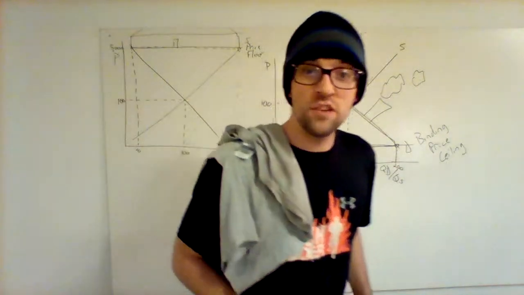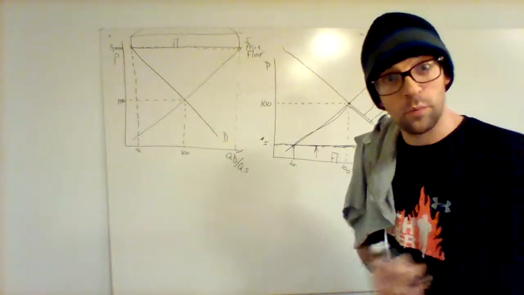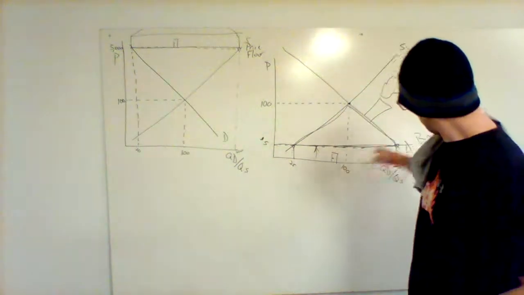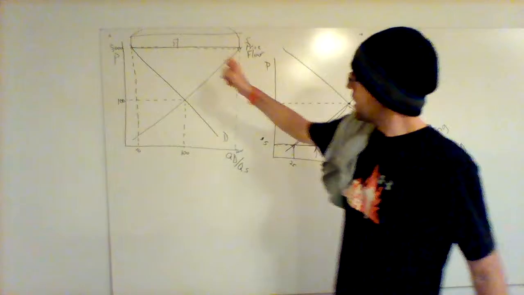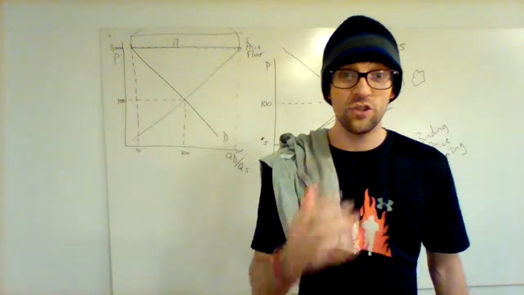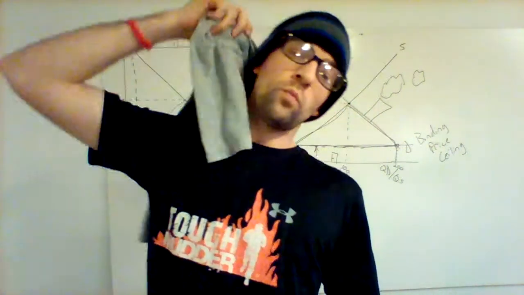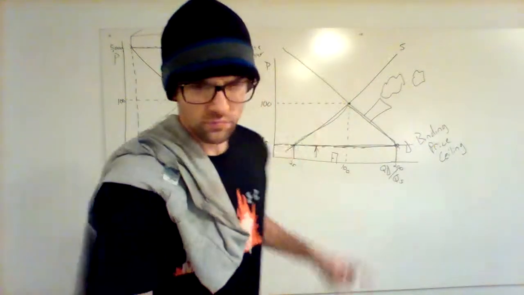Now, when they do this, you get exactly what we did in the surplus and shortage video. A binding price ceiling gets you a price that is very low, so you get shortages. A floor gets you prices that are very high, gets you surpluses. Let's talk about some examples.